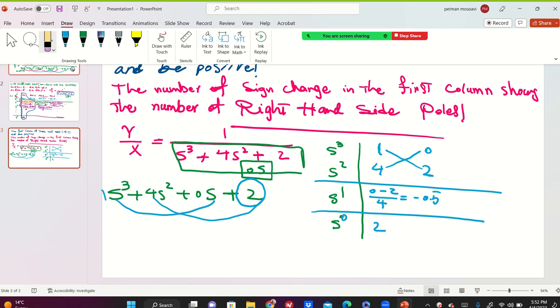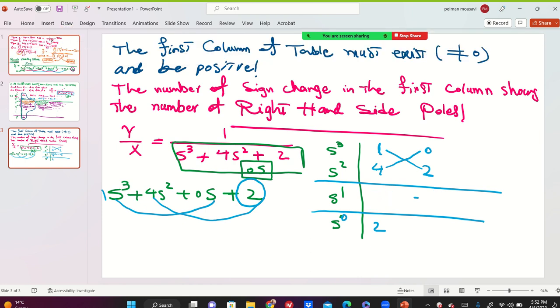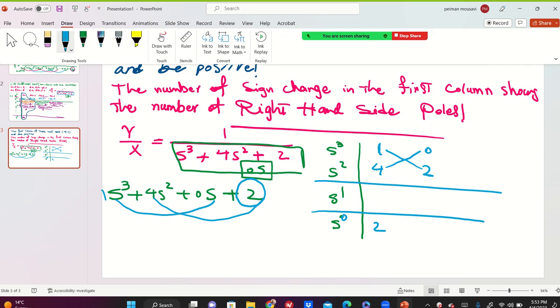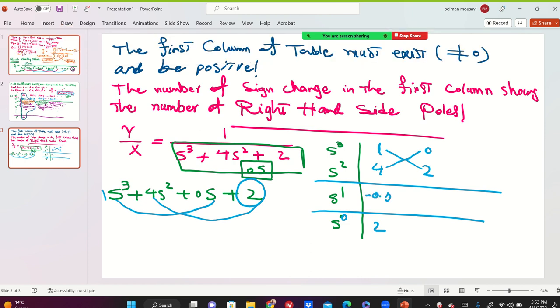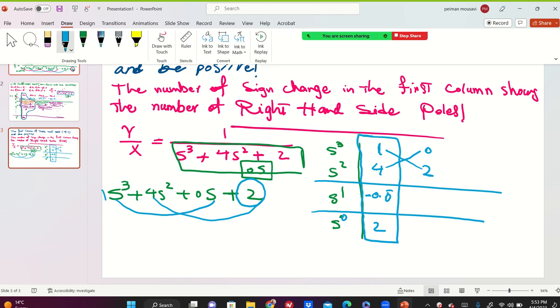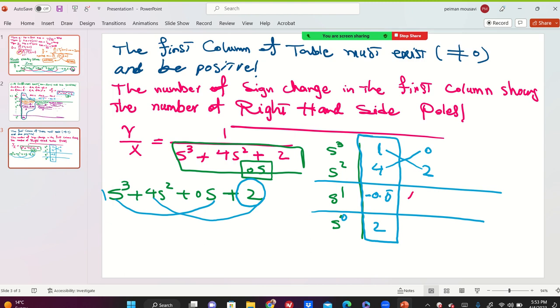So let me delete everything because now we know the answer, and just put minus 0.5. Now I select the first column. Okay, all the first column exists, but is one of them positive or negative? Negative. This is negative. So your system is unstable.